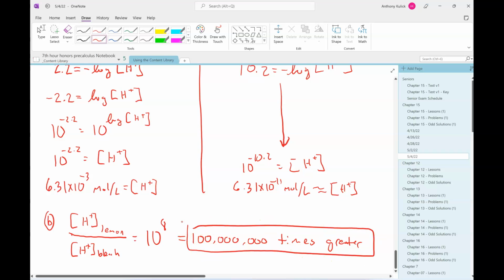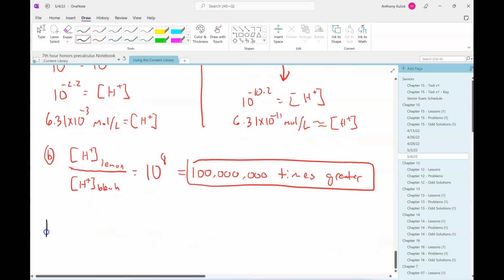Yowzers! So that lemon has 100 million times the concentration of hydrogen ions than the bleach does. Woo! That's one sour lemon, guys. So far, so good? Okay. Last one.